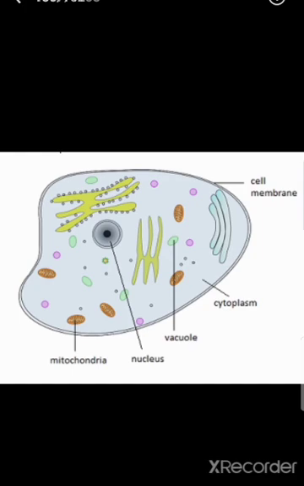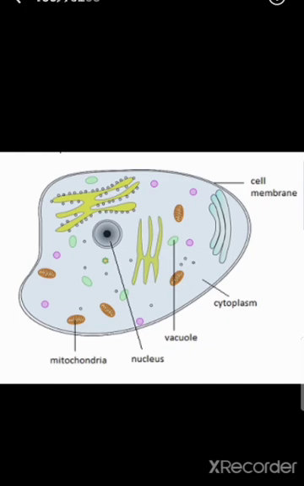So they do not have a cell wall. They only have a thin cell membrane. They also do not have any chloroplast, or a large and permanent vacuole. As in a plant cell, they have a chloroplast as well as a large vacuole, but in an animal cell, they do not have chloroplast or a large and permanent vacuole. However, they may have small vacuoles which only last for a short time.